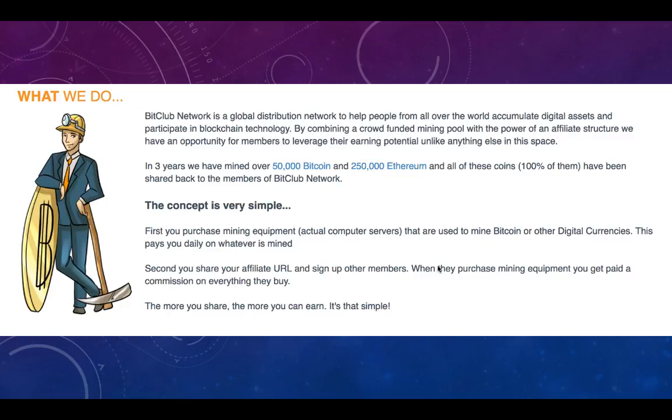Next, what do we do? As we've talked about, these are some things in the last 3 years, going on 4. They've mined over 50,000 Bitcoin, over 250,000 Ethereum, and it's something they shared back with the members. Pretty simple concept. If you want to purchase your mining equipment with us, you can share your affiliate URL, and you can get paid with mining commissions, and then also sharing it with other people.